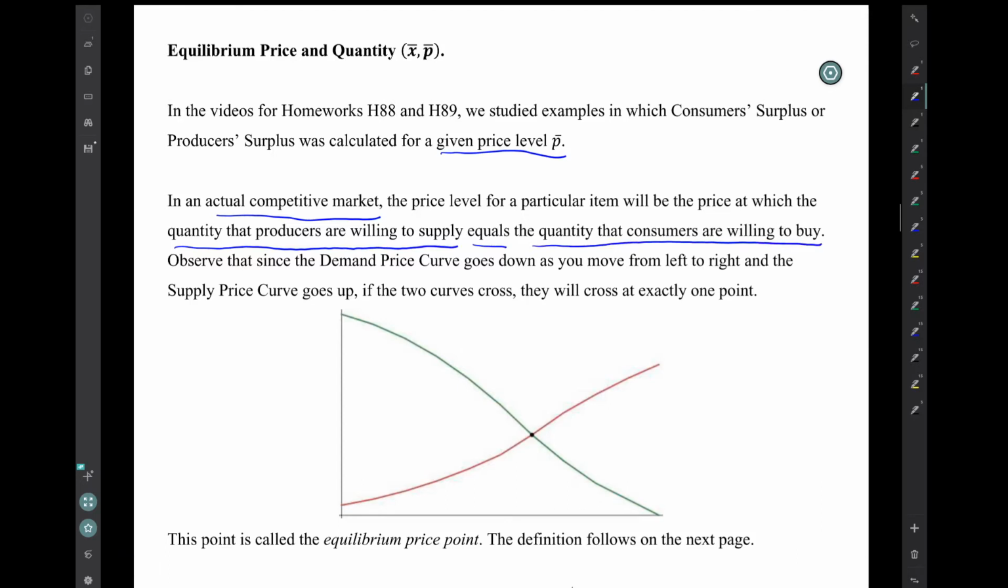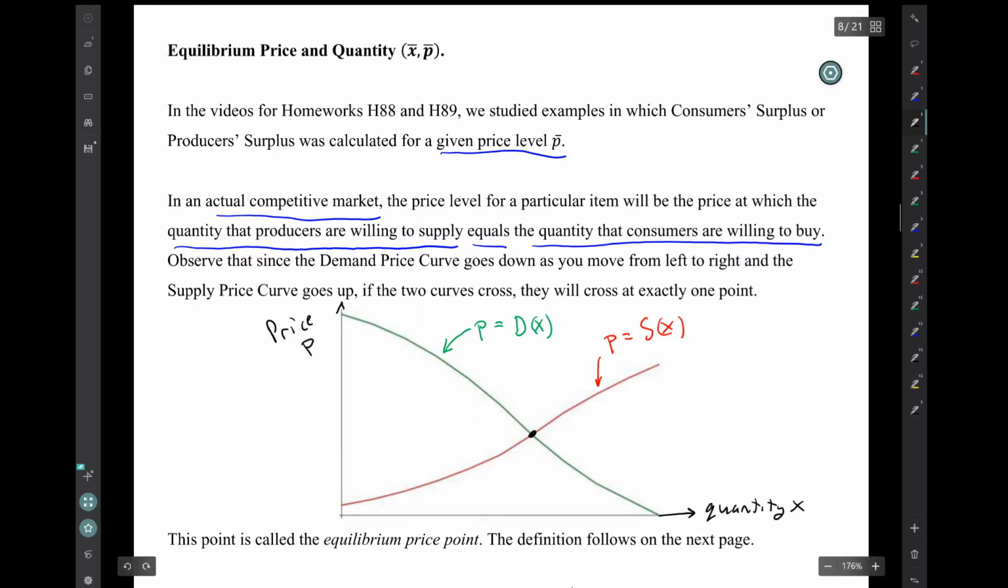Observe that since the demand price curve goes down as you move from left to right, and the supply price curve goes up as you move from left to right, if the two curves cross, they'll cross at exactly one point. This point is called the equilibrium price point. The official definition follows on the next page.